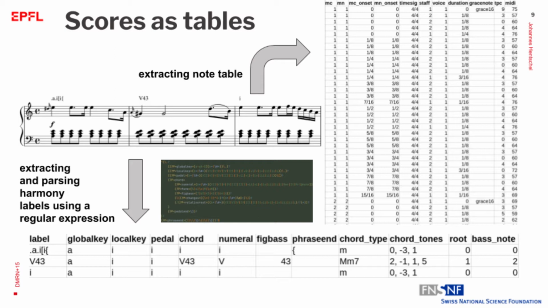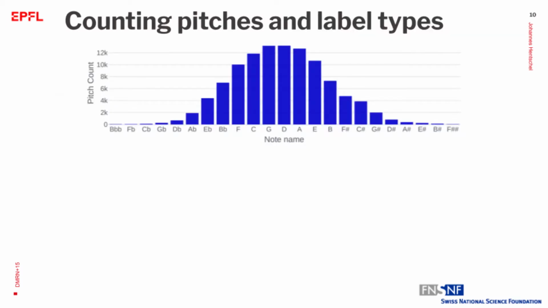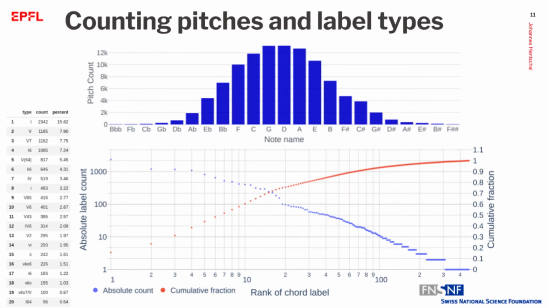Now, everyone can use their favorite spreadsheet or programming language to evaluate the data. For example, by simply counting. Counting, for example, the pitches and ordering them on the line of fifths reveals a bell shape centered around G and D. The blue dots in the second plot show the counts of the 20 most frequent chord labels enumerated on the left. The shape in this log-log system shows that the type distribution is similar to the one most commonly found in music and natural language corpora.